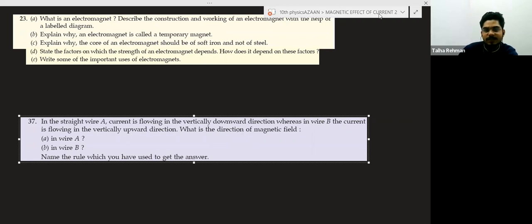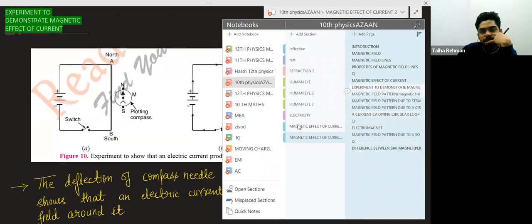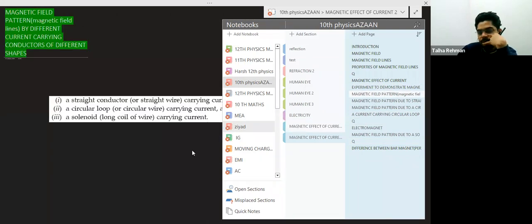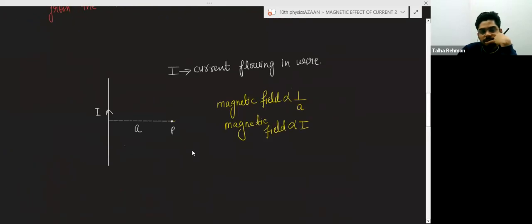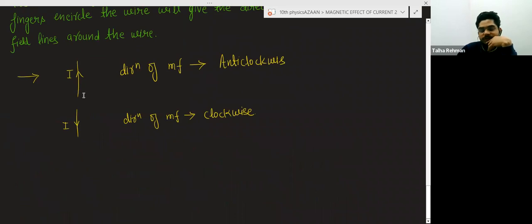So this is very easy. You will apply the right hand rule, and you will get the answer. This is the answer to the question. If the current is upward, the direction of the magnetic field will be anti-clockwise. If the current is downward, the direction of the magnetic field will be clockwise.